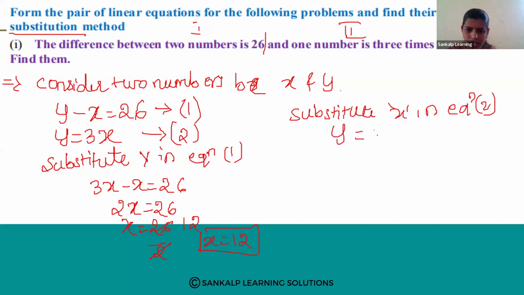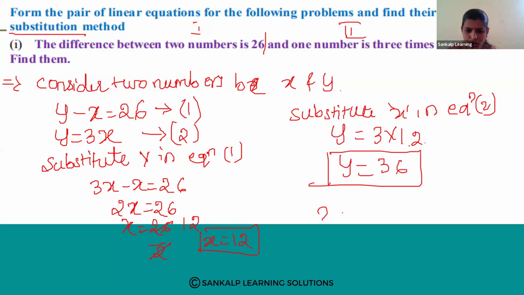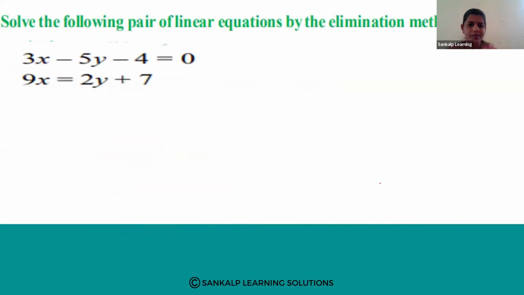y is equal to 3 into 12. So y is equal to 12 threes are 36. Therefore, the two numbers are x is equal to 12 and y is equal to 36. These two are the two numbers. Okay. Next.